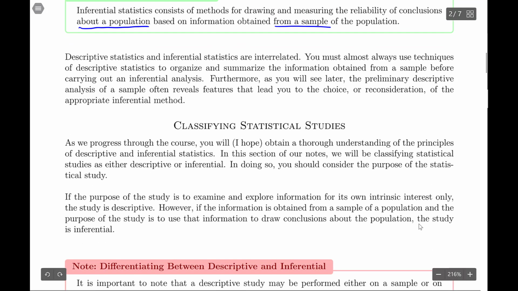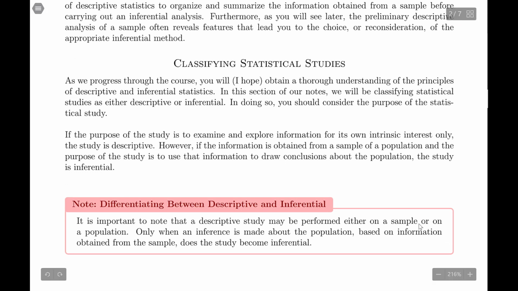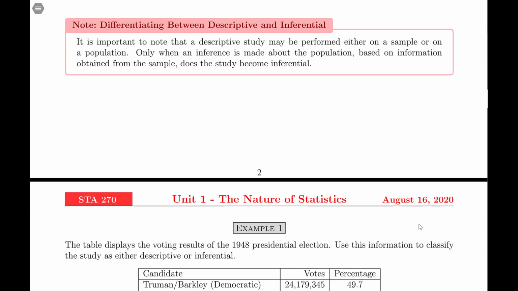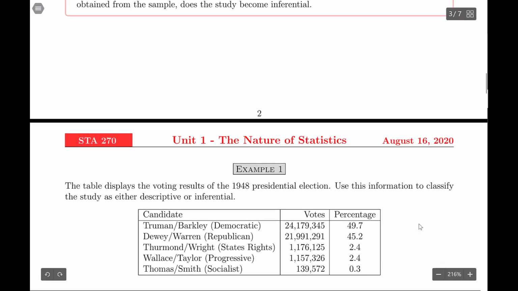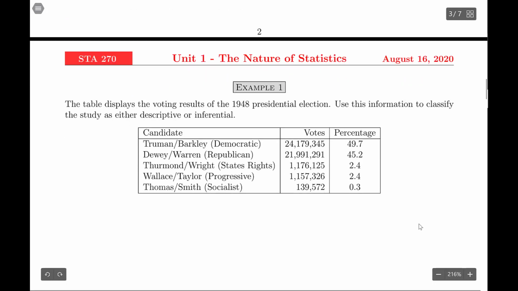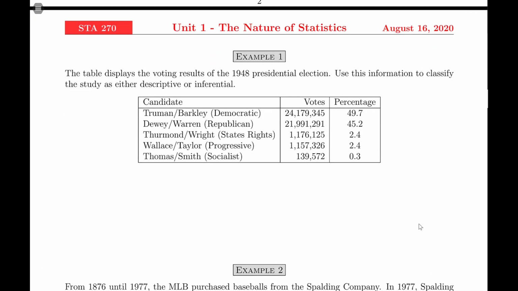When we talk about different types of studies, we have a couple of different things we're looking at. We're looking at observational, and we're looking at experimental. So before we go on with that, let's look at this first example. And all we're going to do is determine whether or not this is descriptive or inferential. And here in example 1, we have a table that shows the voting results of the 1948 presidential election. We're going to use this information to classify the study as either descriptive or inferential.